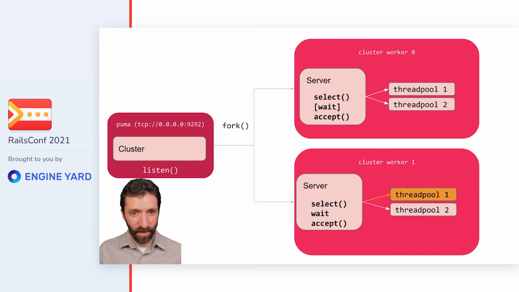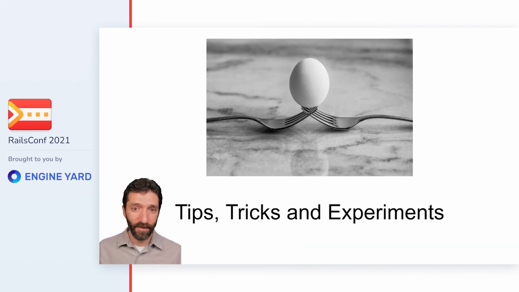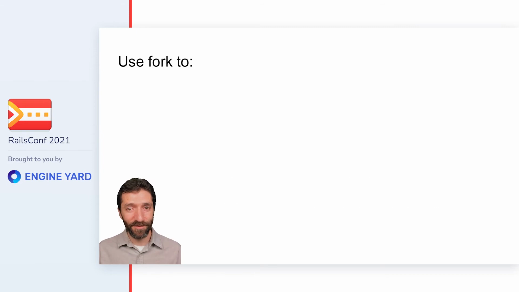So you can see, for example, worker 1 here has a single request being processed on its thread pool, so it adds a wait before it runs accept. This way, any idle workers are more likely to pick up the connection first. And then if they're all busy, then a lightly loaded server will still pick up the connection after a small delay. Okay, now for some tips, tricks, and experiments.